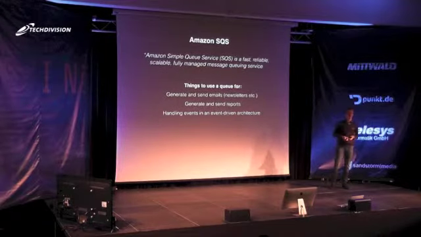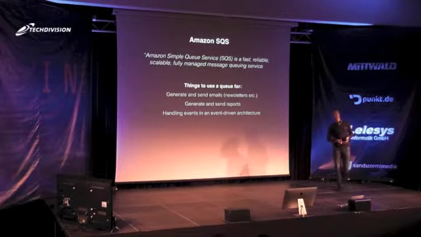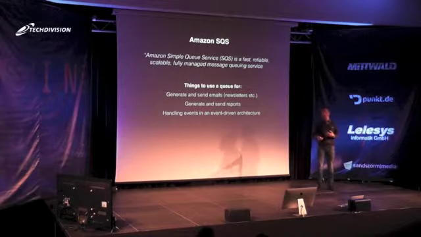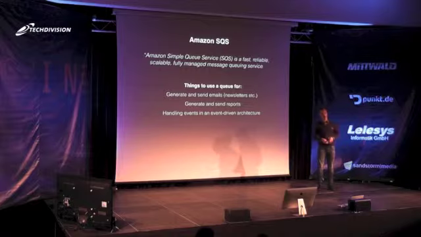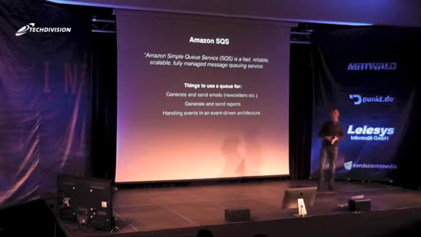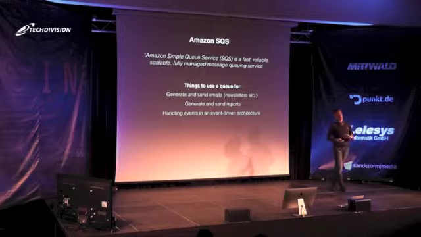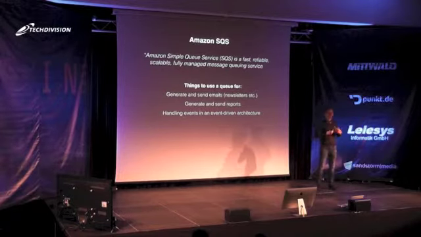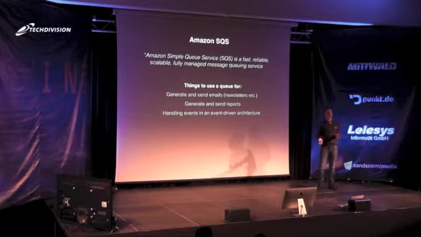Things you can use a queue for, for example, if you want to send out email newsletters, instead of having your client wait when the server generates and sends thousands of emails, you can put a message into the queue and you can have a worker handling that and just sending out those emails. You can do the same thing if you have some reports that are very heavy to generate. You could put that into a queue and just tell the client, okay, thank you, I'll generate the report and tell you when it's done.